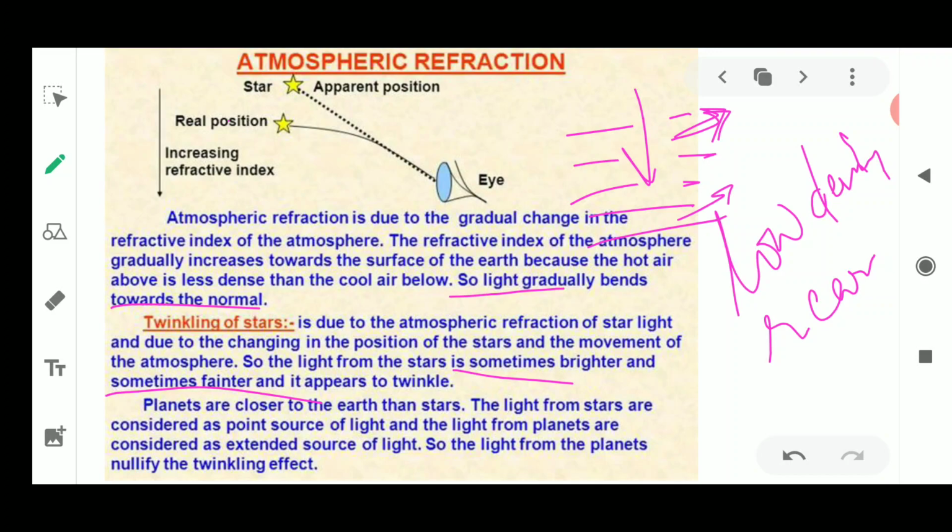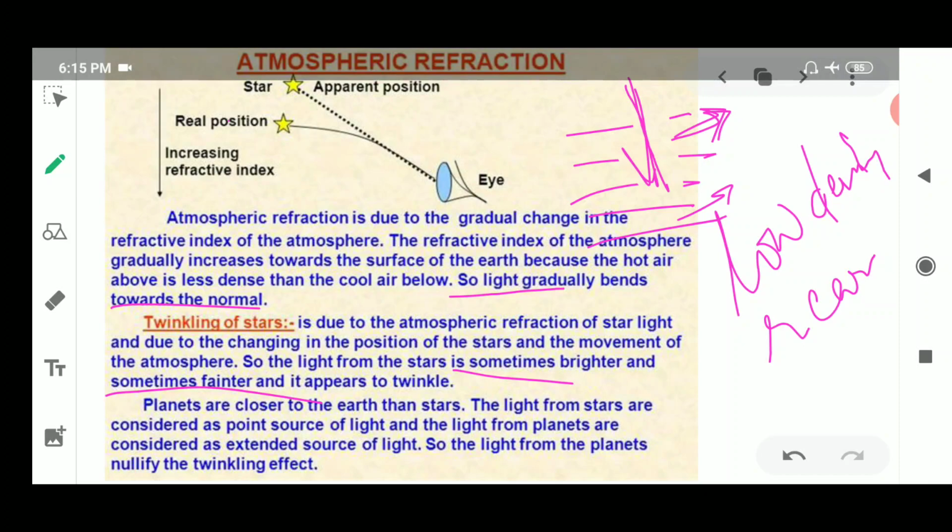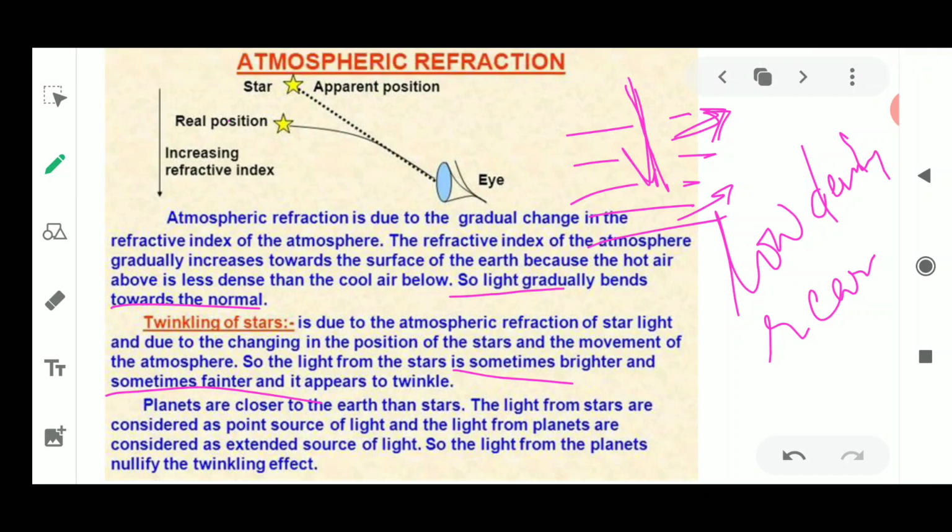So the starlight which is coming here is going to bend towards the normal as it is coming towards the earth's surface, and we are present on the earth's surface. As a result, the position of the star is also different from the actual position. The star appears to be just above the actual position. Now the fluctuation of the position of the stars occurs continuously due to the change in the amount of light which is entering our eyes.